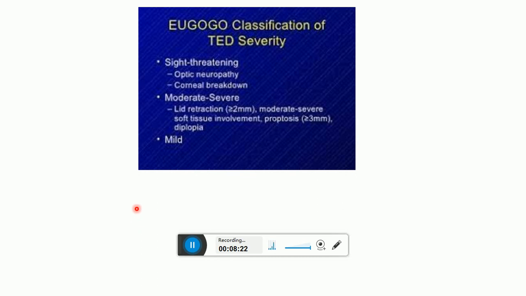A commonly used classification for the severity of thyroid eye disease has been issued by the European Group of Graves' Orbitopathy (EUGOGO). In this classification, the first group is sight-threatening, due to optic neuropathy and corneal breakdown. The second group is moderate to severe, in which there is one or more of moderate to severe soft tissue involvement, lid retraction of 2 mm or more, diplopia, and proptosis of 3 mm or more. And third is the mild group, in which there is only a minor impact on daily life.